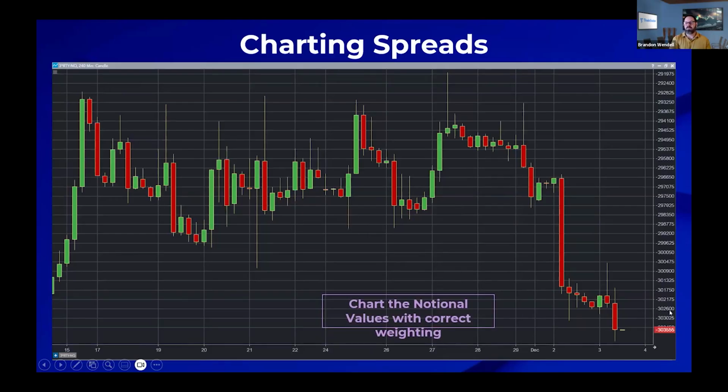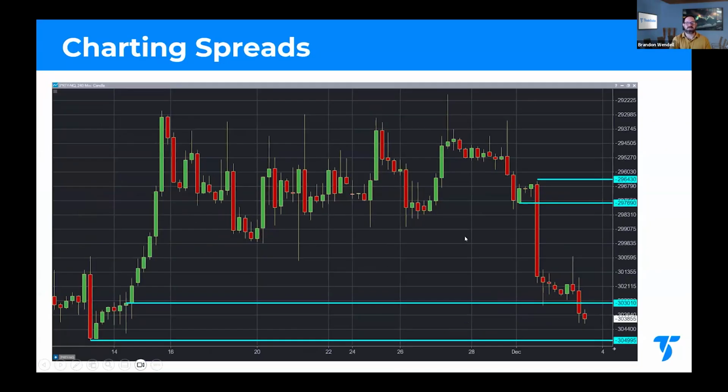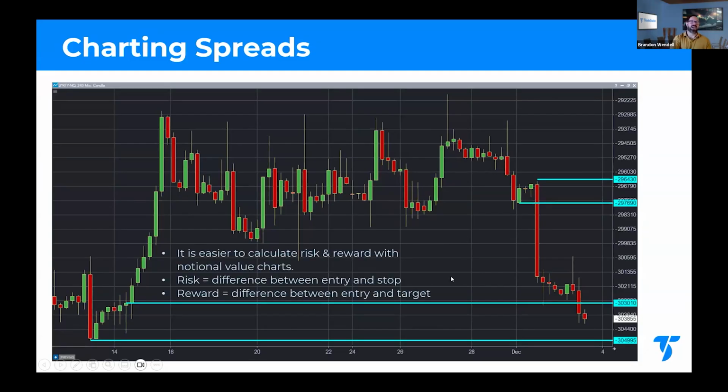A 1 point move equals a $1 move. Makes it nicer, easier. So it's kind of like stocks. You don't have to worry about multiplying by anything. If one share moves up by $1, you made $1. Well, notional values work the same way. Point values, you still have to multiply by the points to get the right values. So here, it's easier to calculate risk reward if you use notional value.